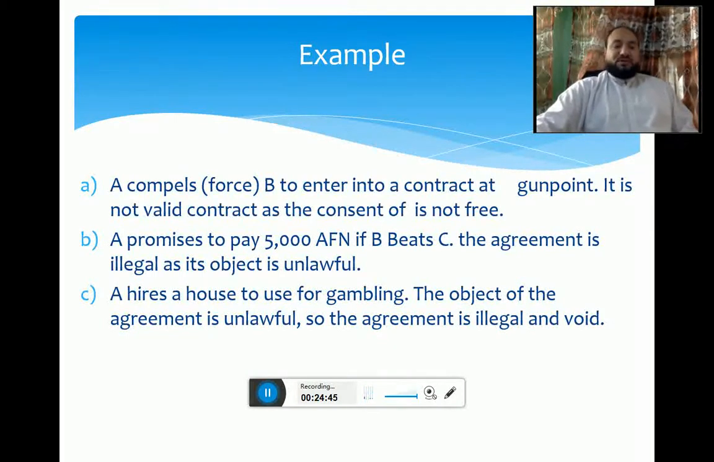Ahmad hires a house to use for gambling. The object of the agreement is unlawful, so the agreement is illegal.